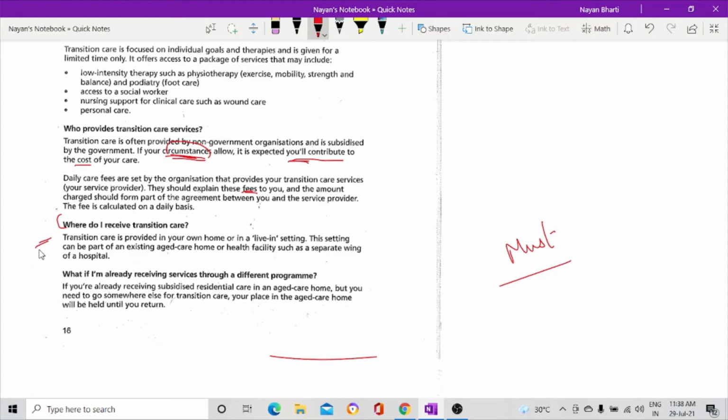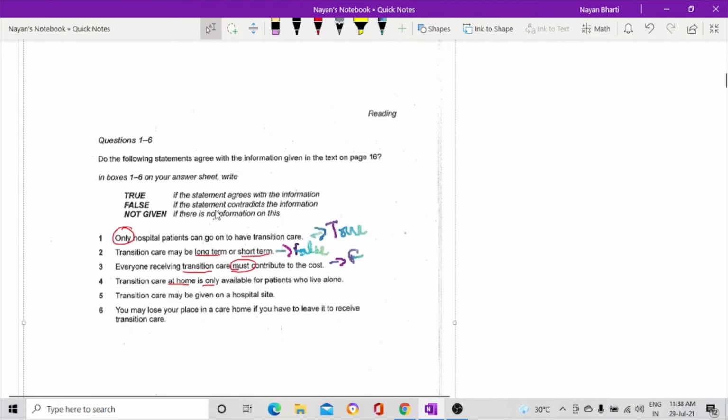Here nowhere they are telling any condition about when you can take it from home, whether you will be living alone or you should be having a family. No condition is mentioned over here. So that's why we will say that the information is missing. In the case that information is missing, what will we give? It will be not given.